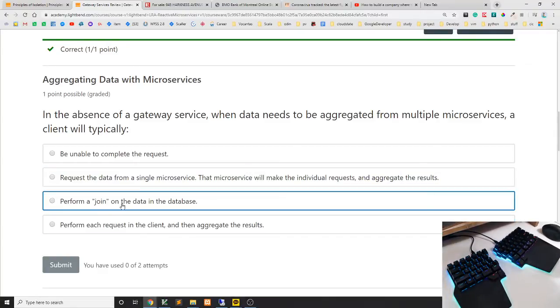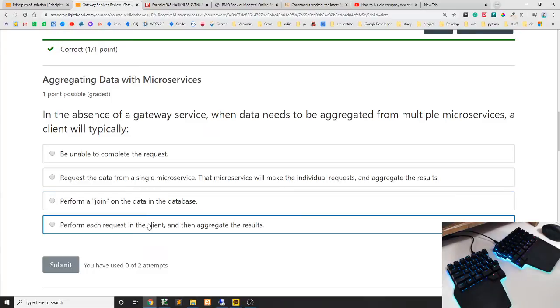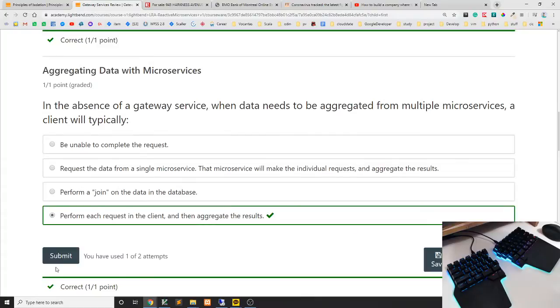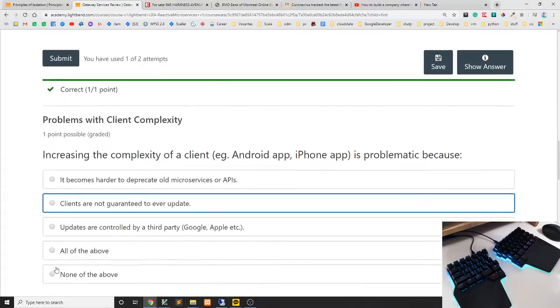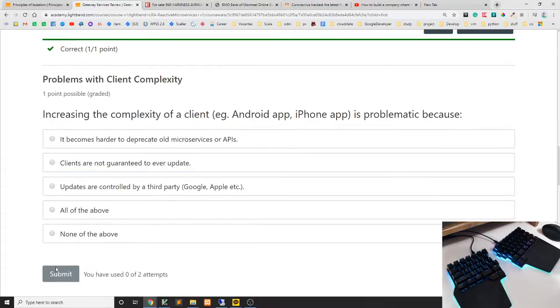Perform a join on the data in the database is the way the monolith service does it. Perform each request in the client and then aggregate the result. Problem with client complexity.